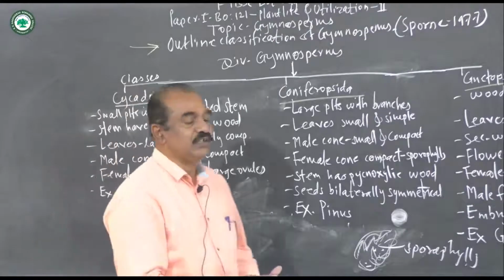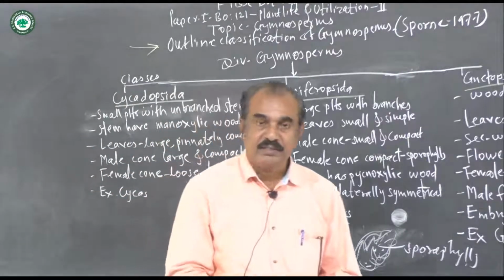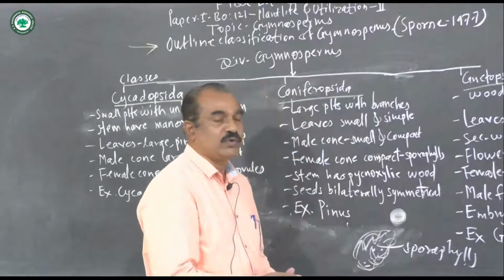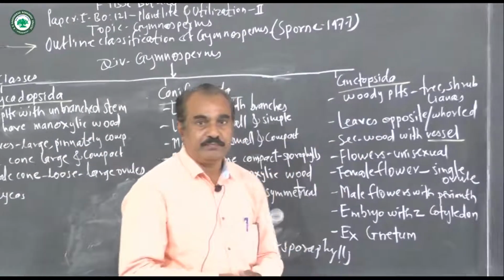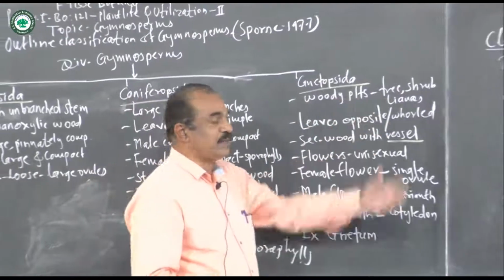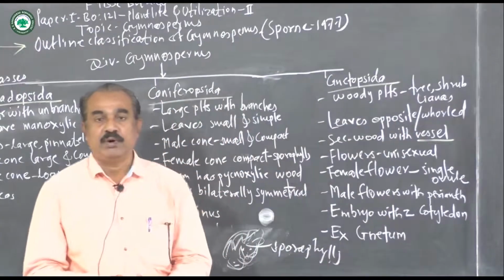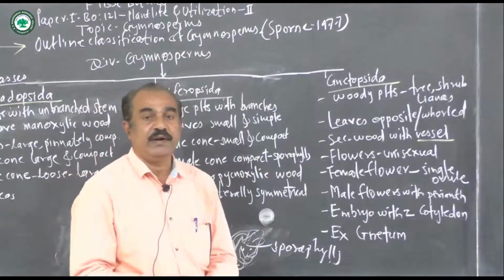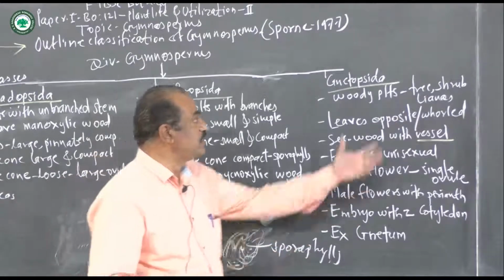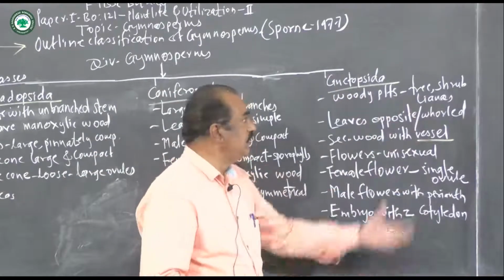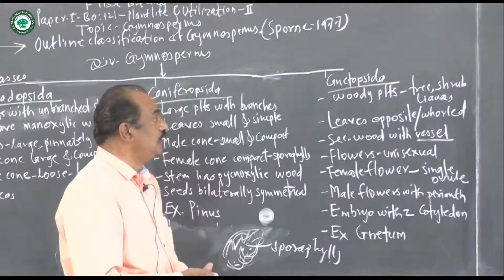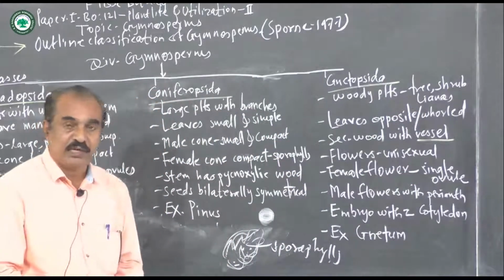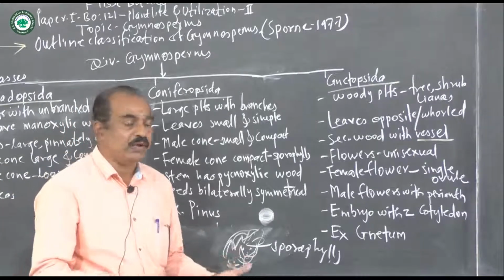Now the last class, that is the Gnetopsida. The third class, the Gnetopsida, also shows different types of characters. First, the plants are woody; trees are there, shrubs are there, and lianas are there. For example, Gnetum is a liana, or it is also called a climber. That means it shows different types of plants: tree habit, shrub habit, and also climber, that is, liana. Now leaves are opposite, or they are whole according to the plant.